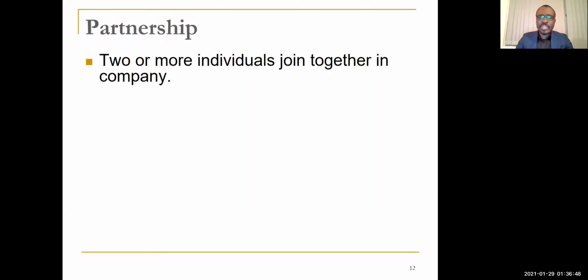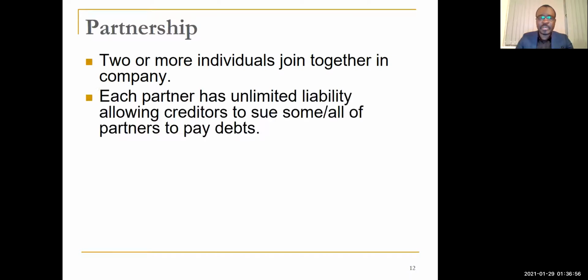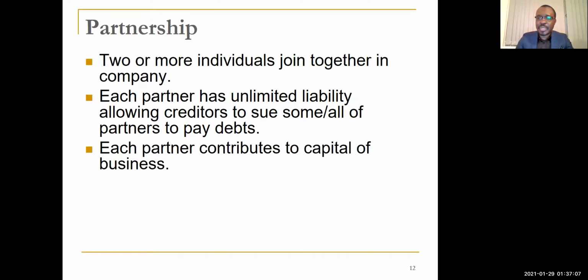Partnerships are usually registered, where you see two or more people come together with the same aim. Let us form a legal firm. Let us form an accountancy firm, okay? Each partner has an unlimited liability, which allows creditors to sue some or all of the partners to pay a debt. They are, of course, regulated, and there are partnership codes that guide them to ensure that they operate within the interest of the partnership.